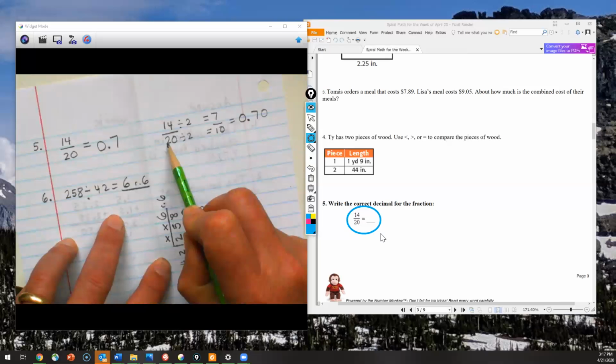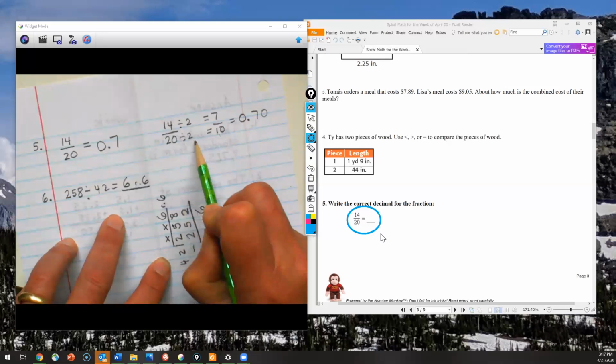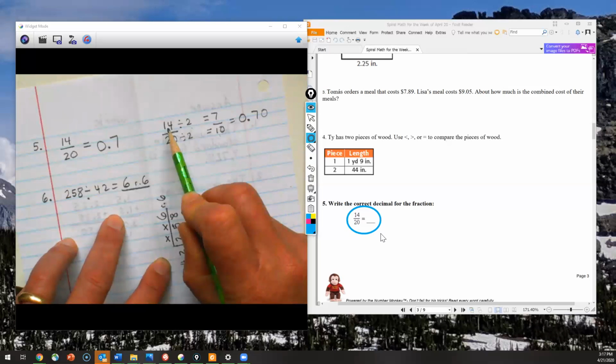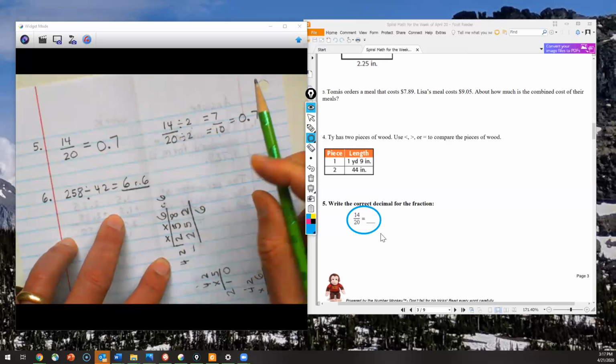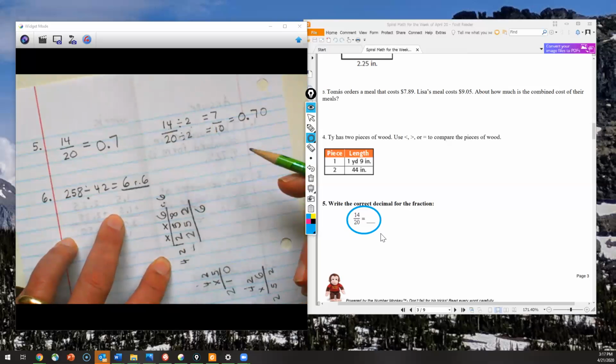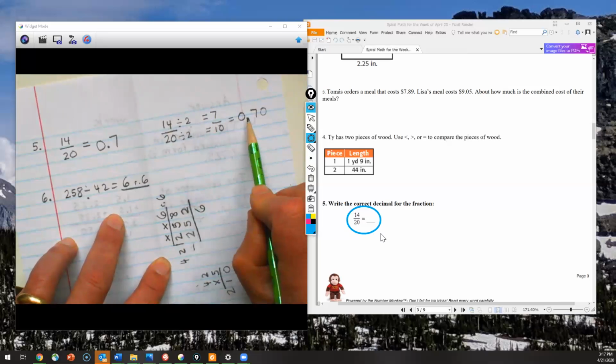I take 20 divided by 2 and get 10. Whatever I work on dividing in the bottom, I divide on the top by the same number. 14 divided by 2 equals 7. When I read this out loud, I get my decimal, 7/10. And that's what I write here, 0 and 7/10.